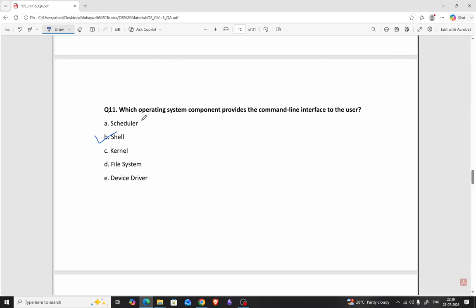Scheduler allocates CPU to processes. Kernel manages the hardware resources. File system organizes your files and folders. Device driver controls the hardware devices.